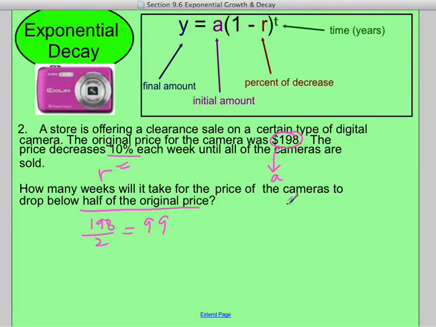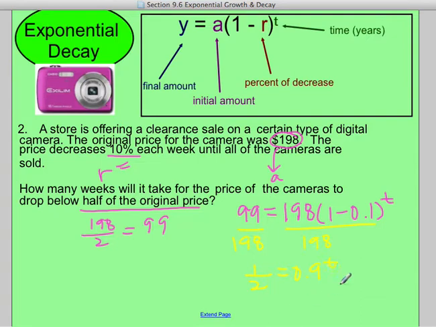So my final amount is y, so I'm going to set it up. I know my y is 99 is equal to my amount, 198, and then 1 minus my rate, 10%, which I would write as 0.1, to the t. I would do as I did last time. I would divide both sides by 198. This would be 1/2, if I type it in. 1 minus 0.1 is 0.9 to the t.